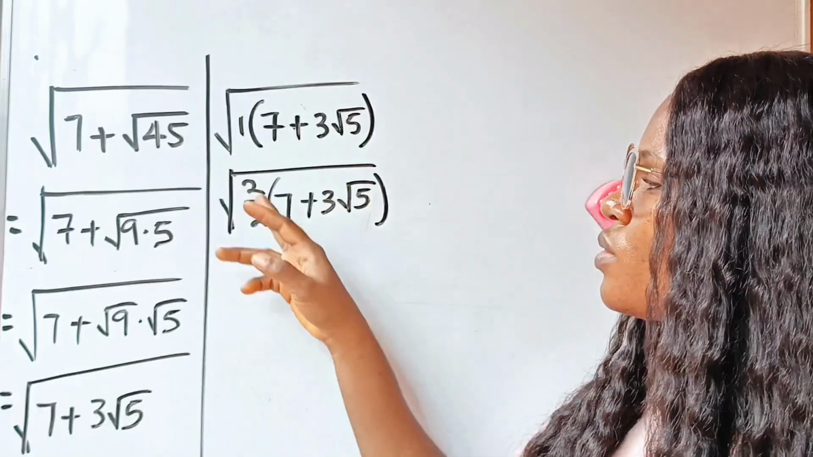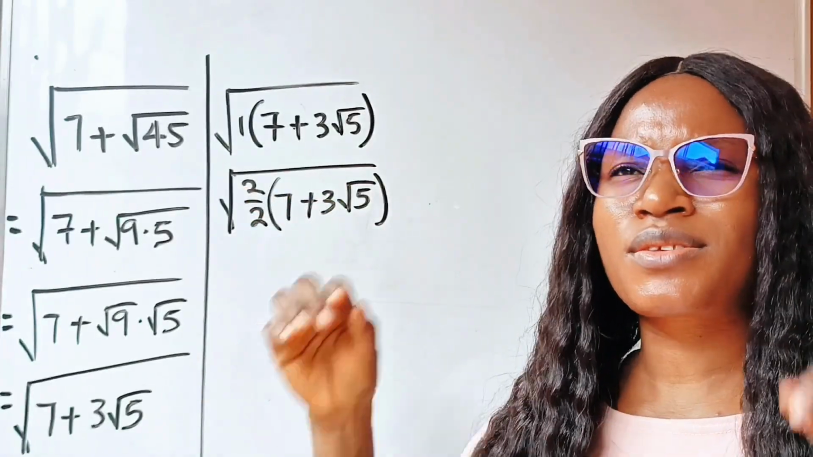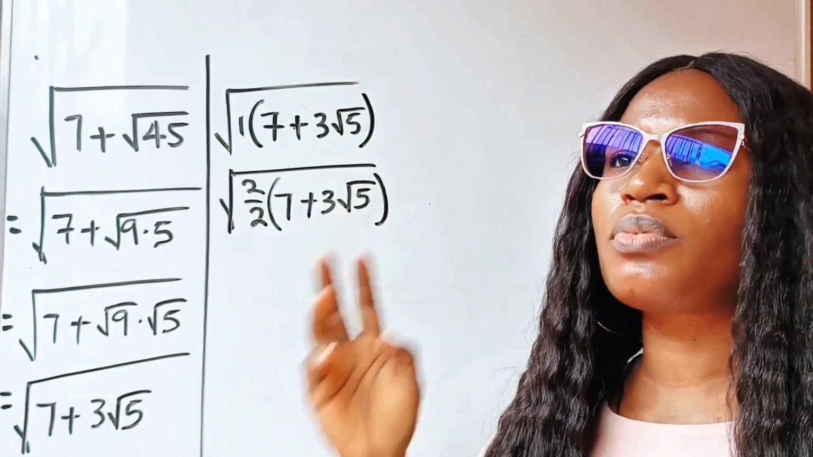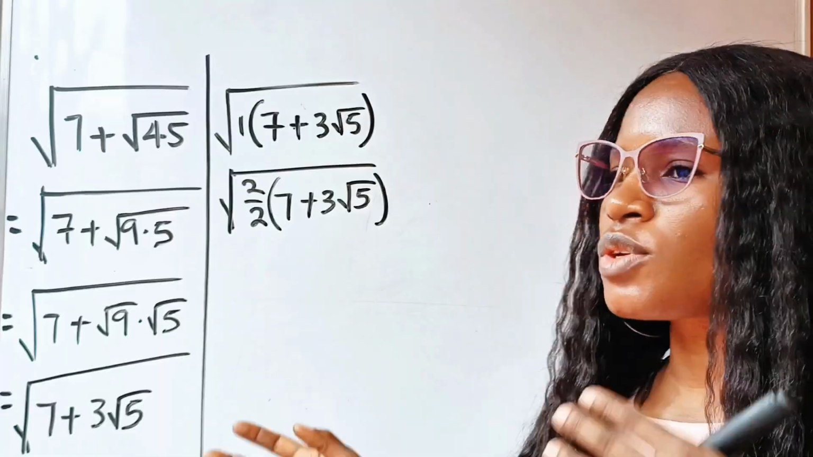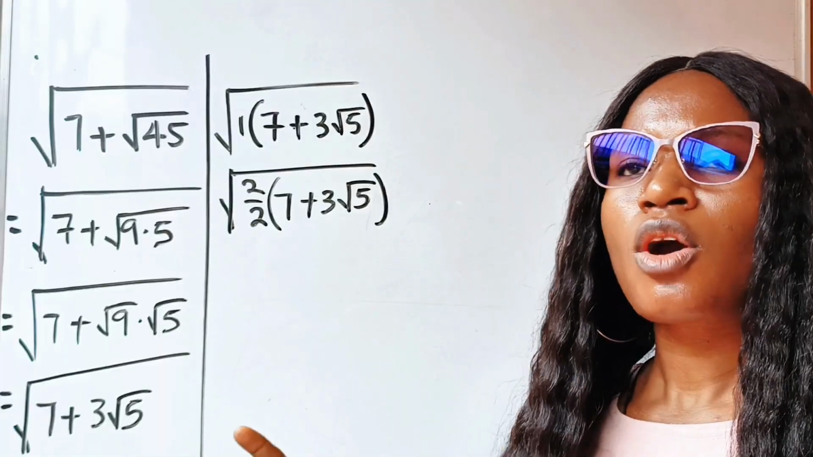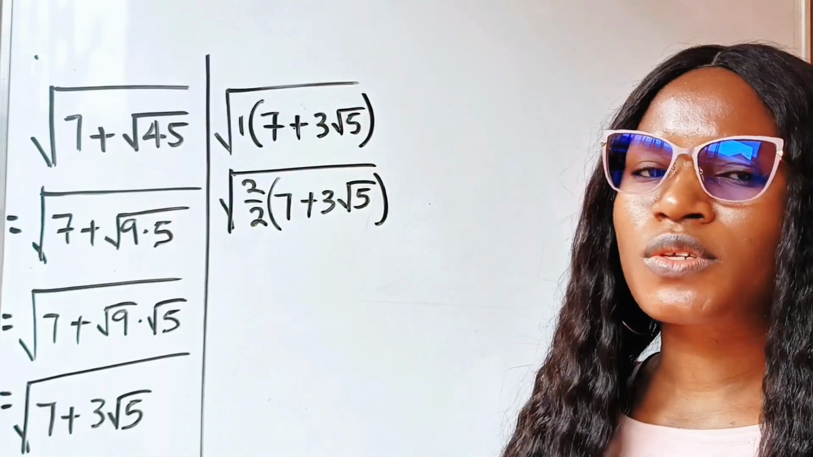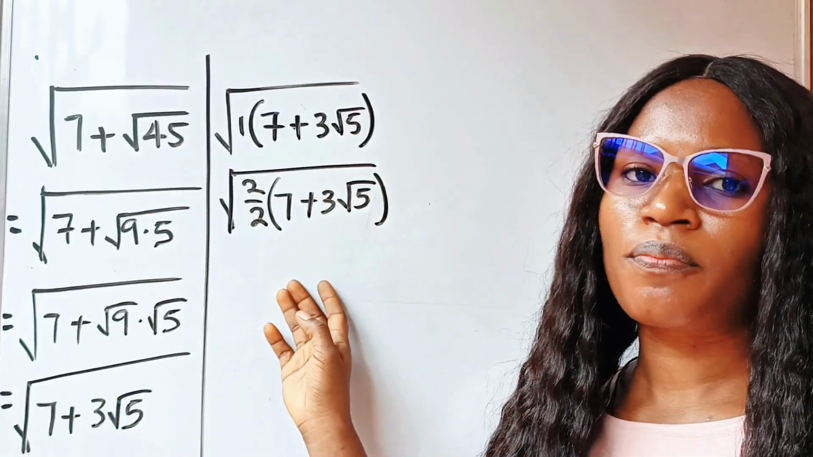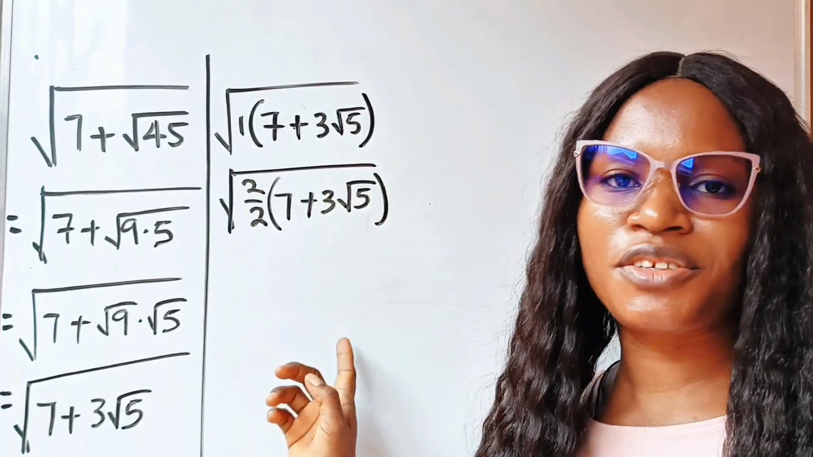Now we always introduce this 2 over 2 in order to get this algebra identity in terms of a plus b all squared or a minus b all squared, depending on the nature of the question. Now you're going to see that in a jiffy.